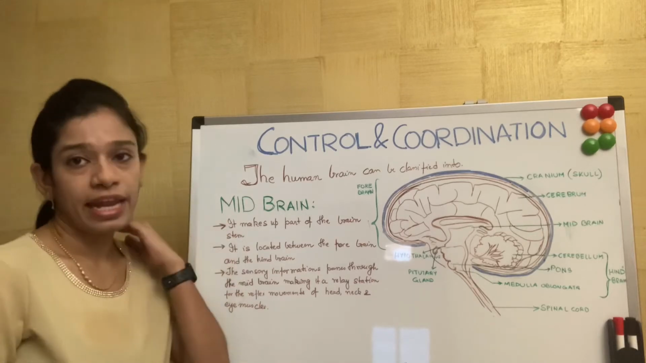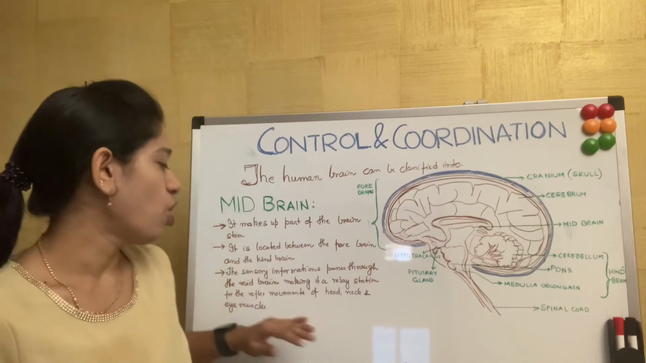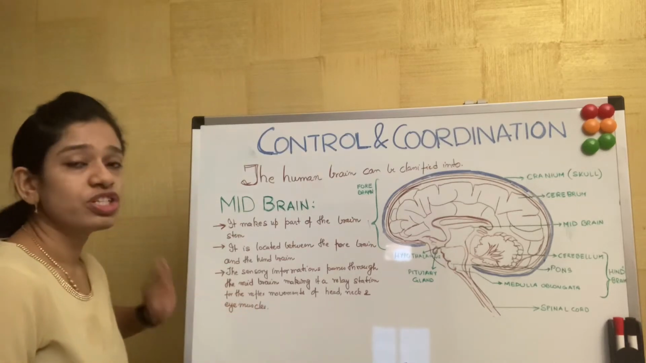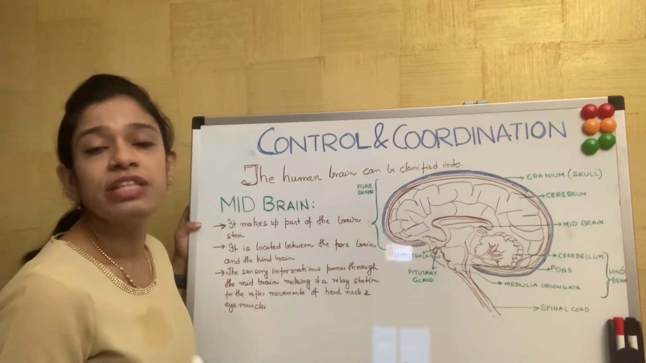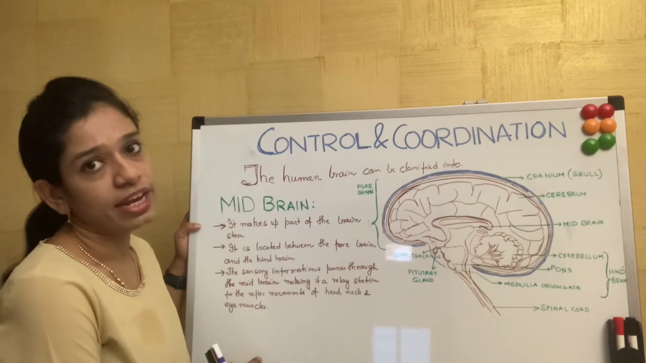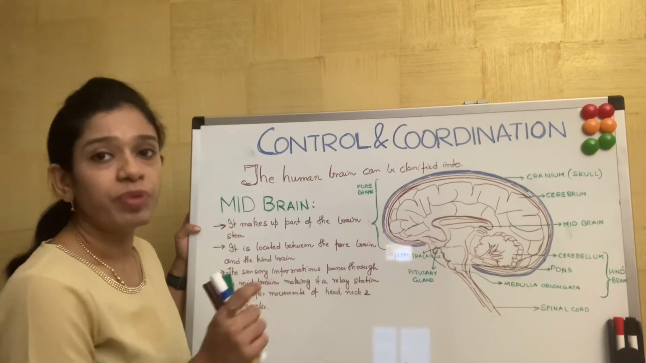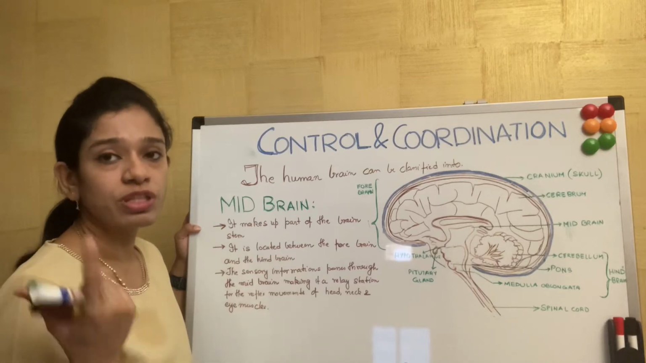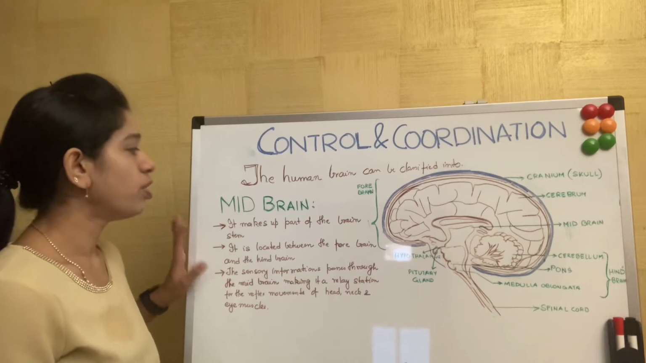So it is the relay station for the reflex movements of head, neck and eye muscles. The relay station for head, neck and eye muscles is controlled by the midbrain. It is the brain stem, located between the forebrain and the hindbrain. So this is all about the midbrain.